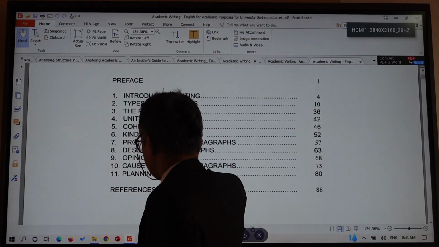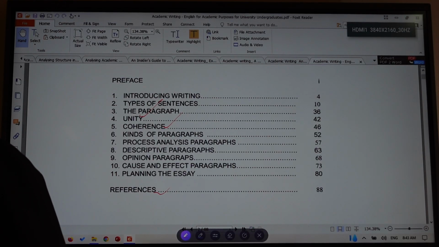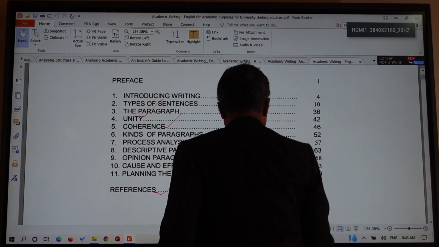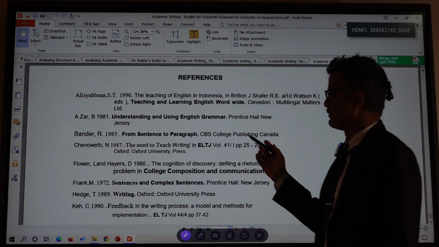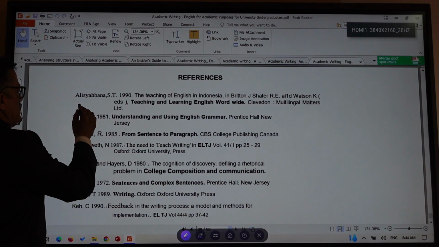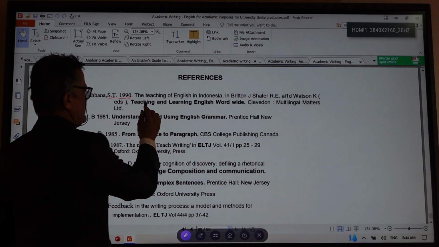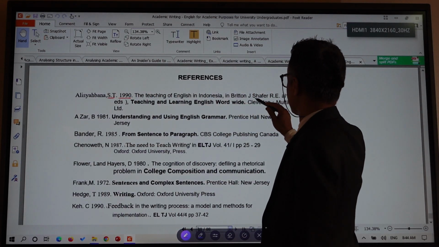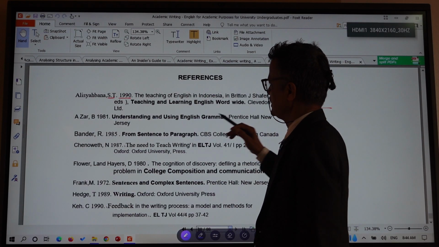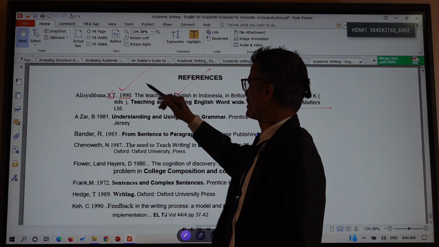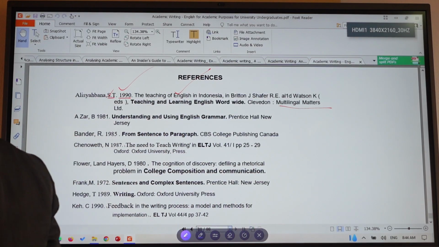It uses references. For example, if you go to page 88, look here. See the references. Why does the writer have to give this detail at the end of the book? To make it more credible. See the reference. Last name, first name in short, year, the title, the publisher, year of publication, name of the text, writer, all the details are given. Why? To make the work more credible.